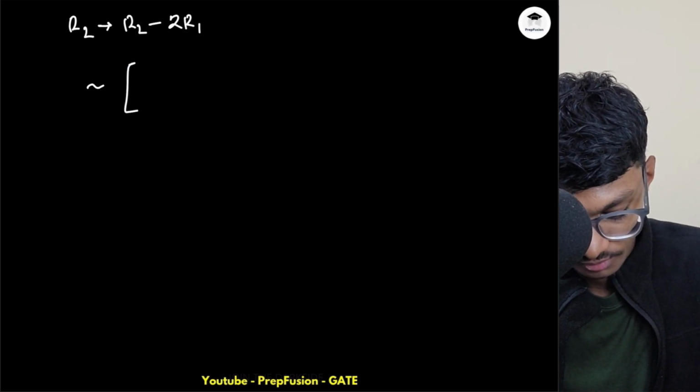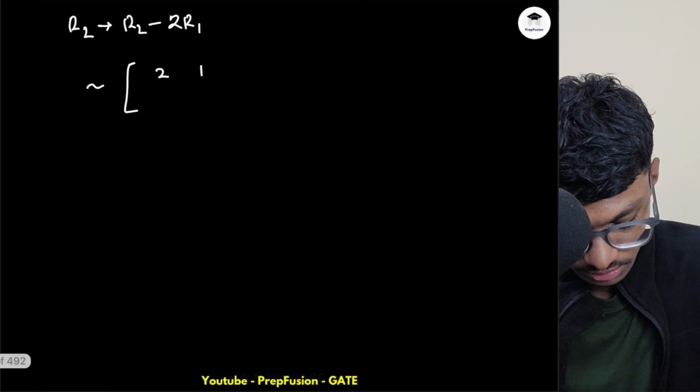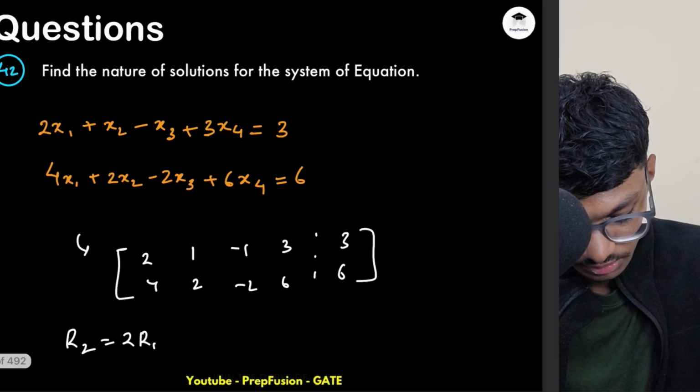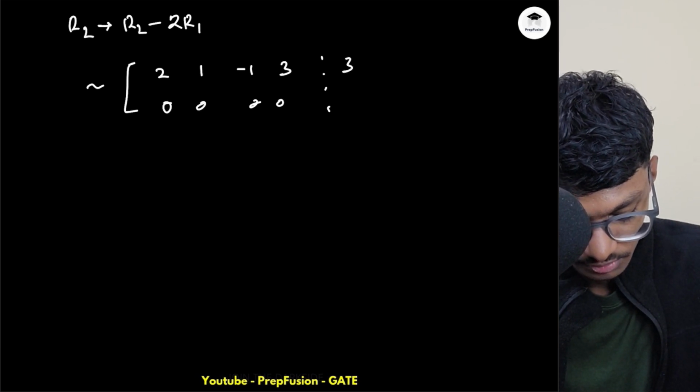So basically 2 1 minus 1 3, this is 0 0 0, and this is everything 0.